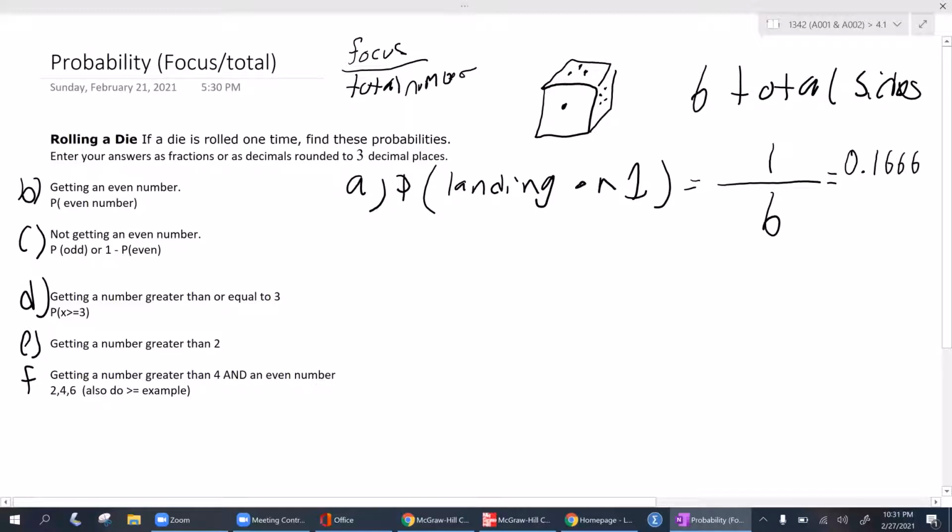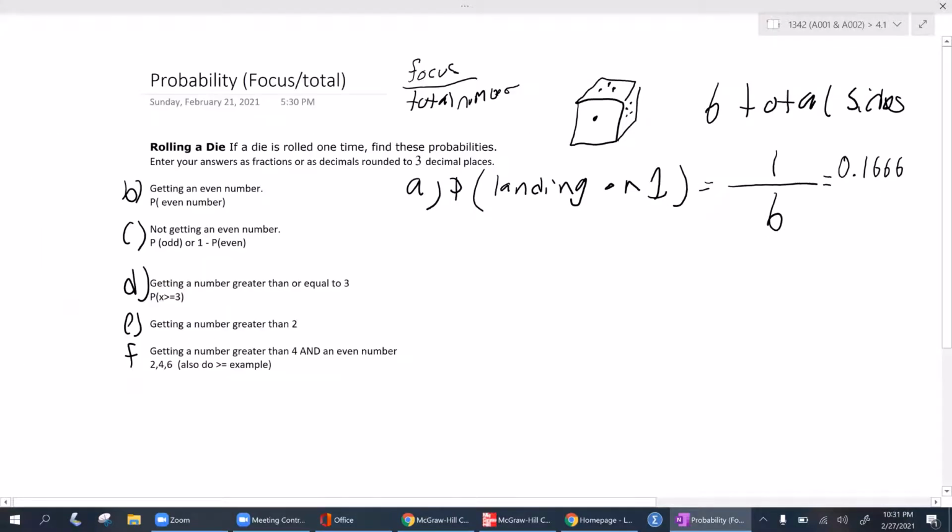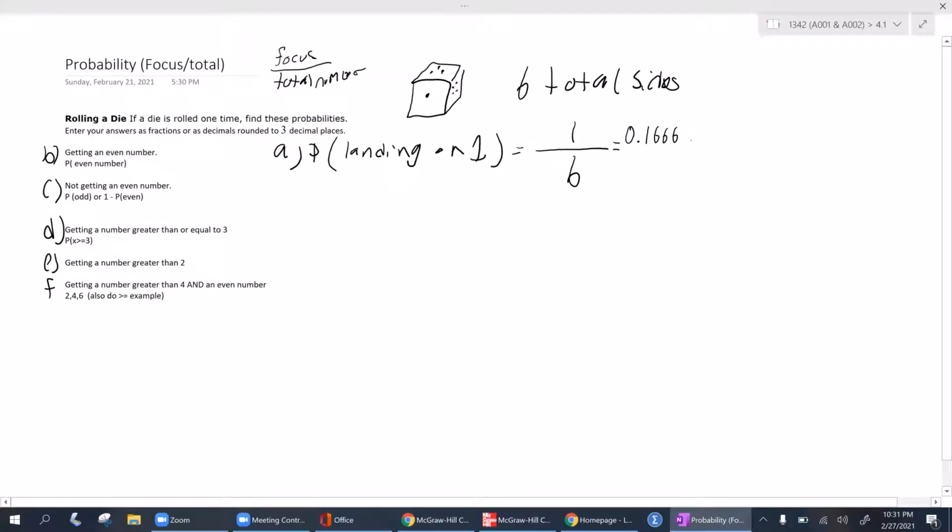We have something like this, but I know I got to round, right? I need to go ahead and round to 3 decimal places. So this here is going to be 0.167, all right? In decimal. And if you wanted to know the percentage of this, you would go ahead and multiply that by 100, and this here would be 16.7%.